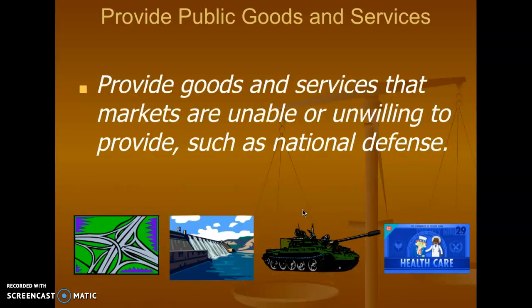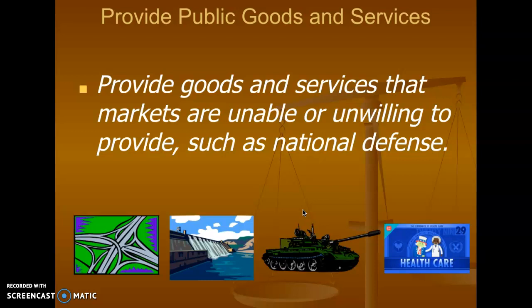Here's one that's very easy to understand. The government also provides public goods and services. This could be the military, this could be electricity, this could be healthcare, this could be highways, but the government will literally give us things. That's part of the mixed market economy. And we can get in big arguments about how much the government should do for us and how much they shouldn't. But the reality is that the government does provide public goods and services.